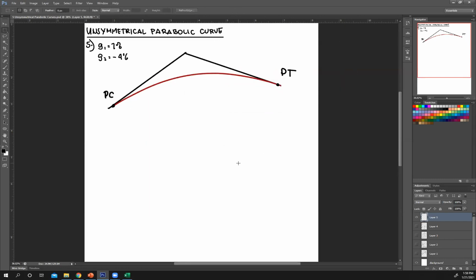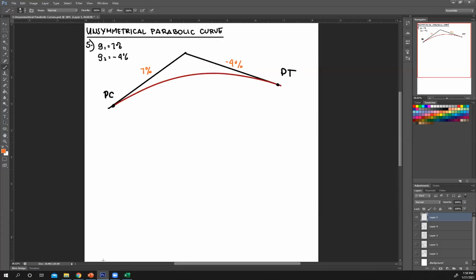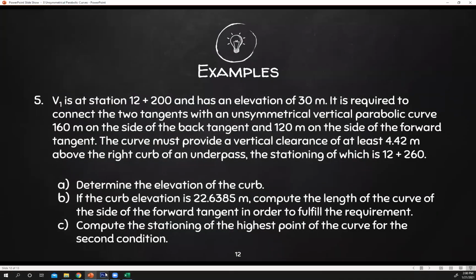Okay, what else is given? Again, this is 7%, this is 4%, negative. Station is 12 plus 200. So V, 12 plus 200. Elevation 30 meters only. Okay. Next, 160 and 120 for the lengths. So 160 on the back, 120 on the front.